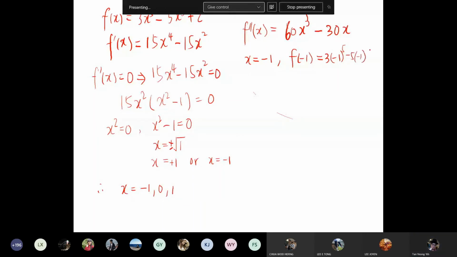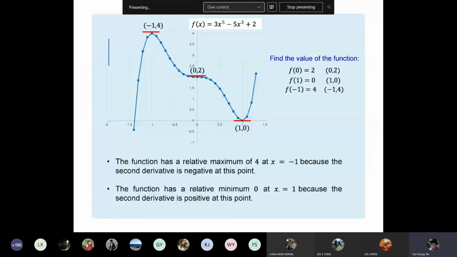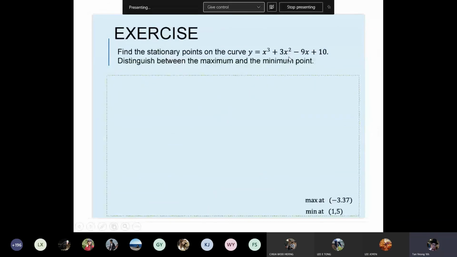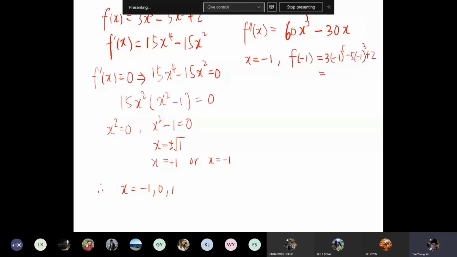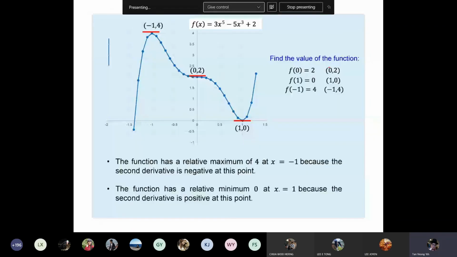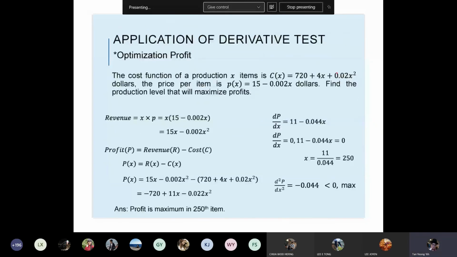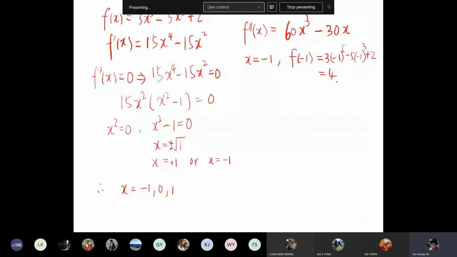-1 to the power of 3 plus 2. So the y is, okay, I'm lazy, I just copy from here, 4. The y is 4. So I have the point now. The point is -1, 4.